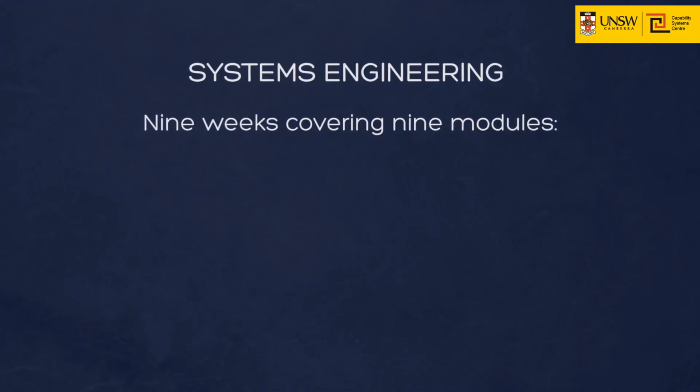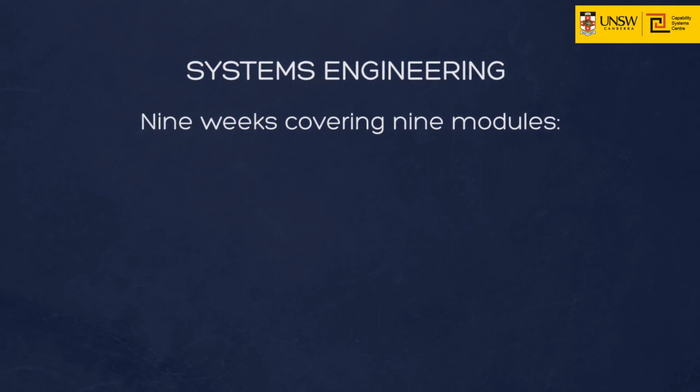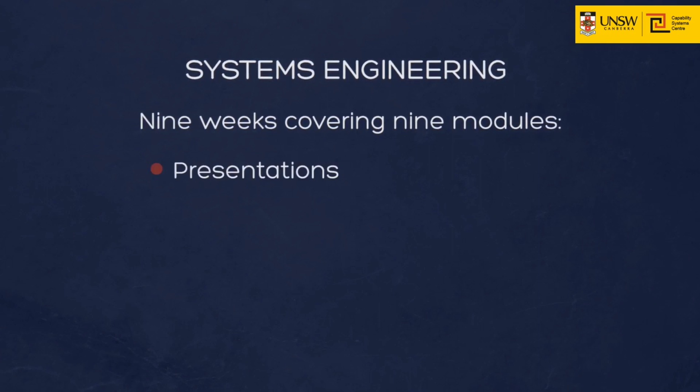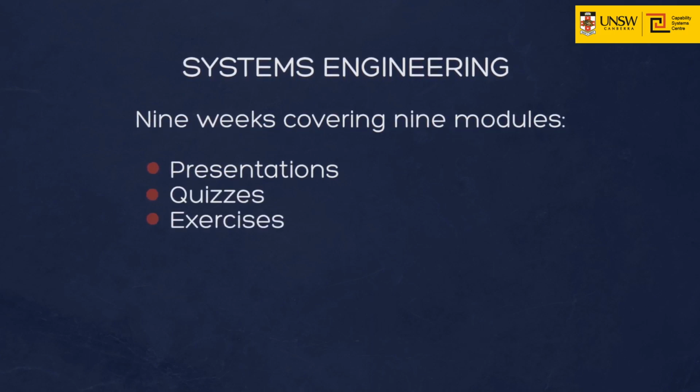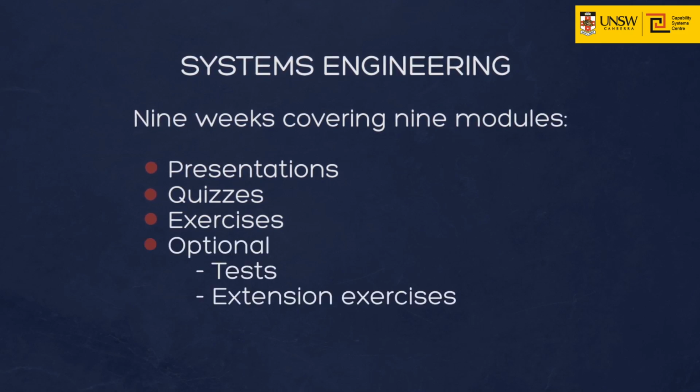The course will run over 9 weeks, covering 8 major modules and a 9th summary module that concludes the course. Each module will comprise a number of online presentations and then some quizzes and some exercises to give you feedback. For those of you that want a deeper level of engagement with the course, we have 2 tests and a number of extension exercises for you to complete. So let's look now at the content for each module in a little bit more detail.